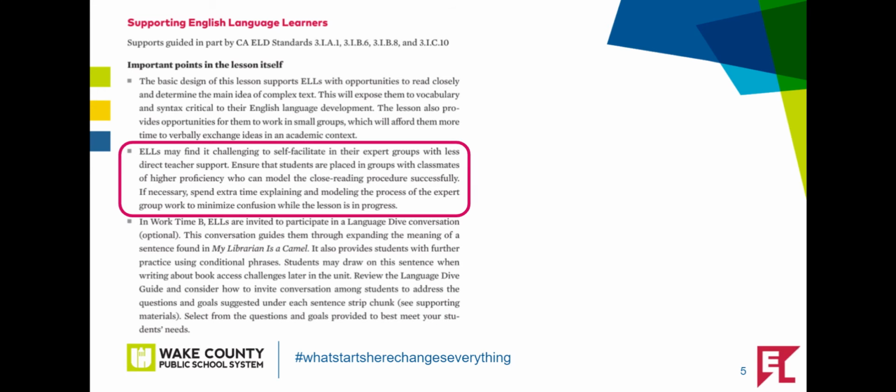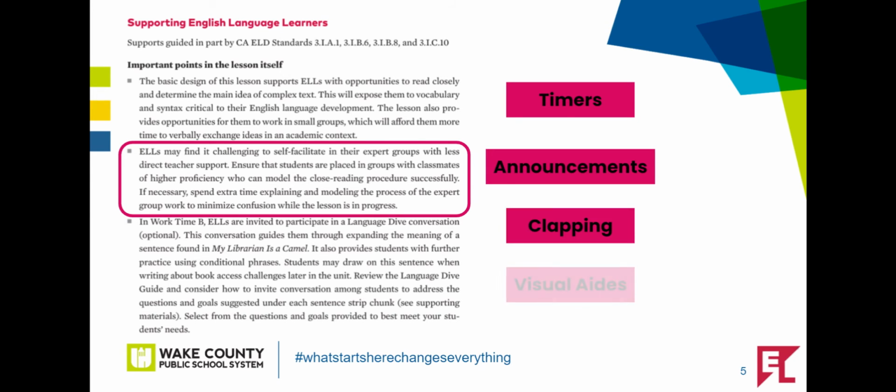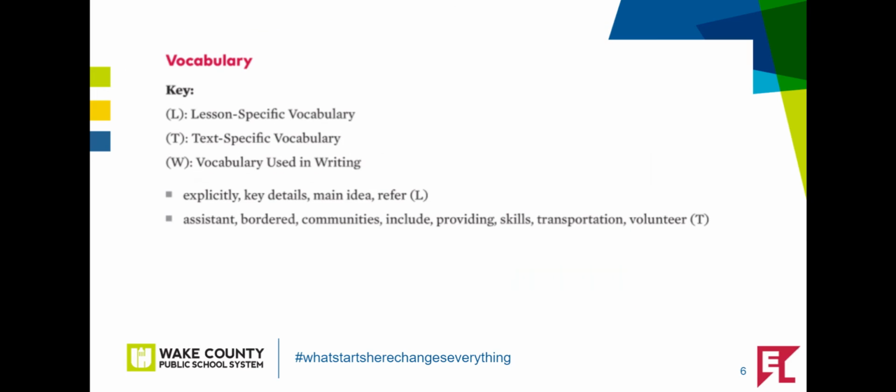ELL students or any of your students may struggle with self-facilitating the close read in their groups without teacher assistance. Especially if you have placed yourself in a teacher-led group, consider how you will continue to offer support to other groups. Plan ahead to use visual or auditory cues such as timers, verbal announcements, hand clapping, or visual projections to keep students on track with the activity.